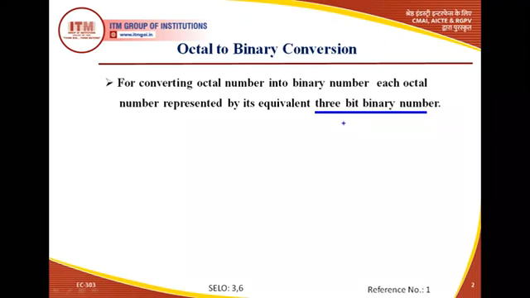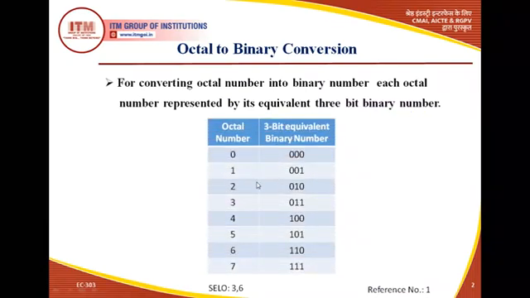Why do we represent it in 3 bits? Because in octal there are 8 numbers, and 8 numbers are represented using 3 bits. So for octal to binary, each octal digit is represented by its equivalent 3-bit binary number. Here is a table in which I show how we can represent each octal digit by its equivalent 3-bit number.